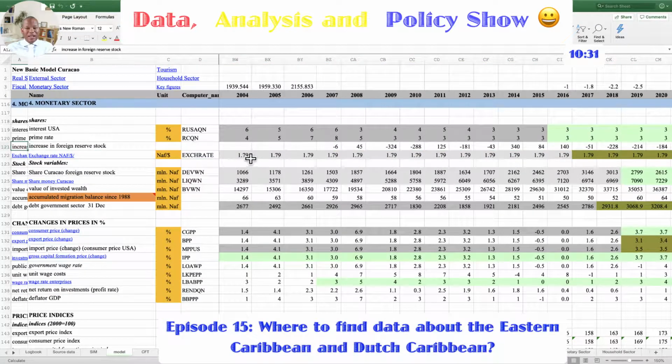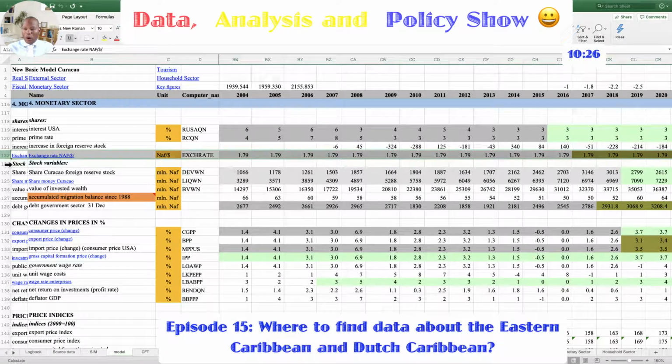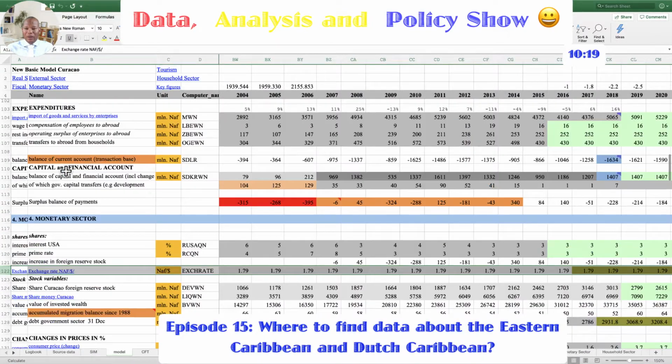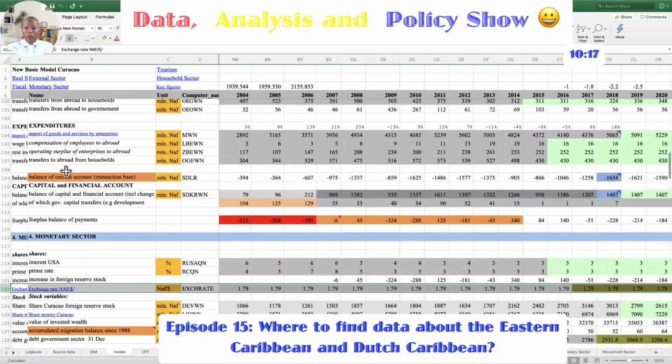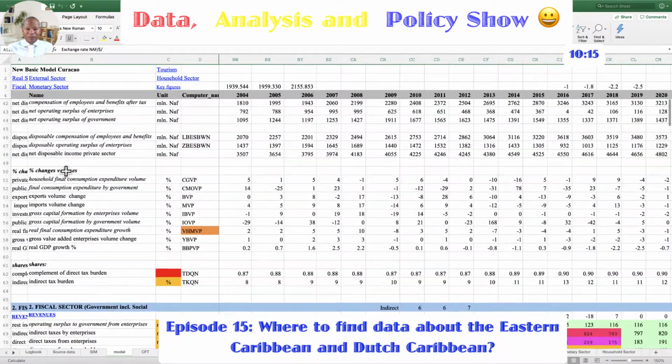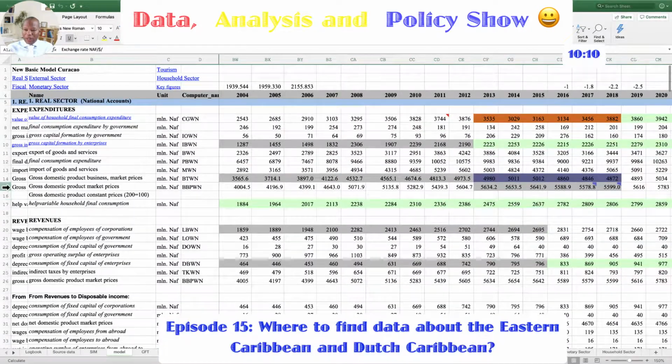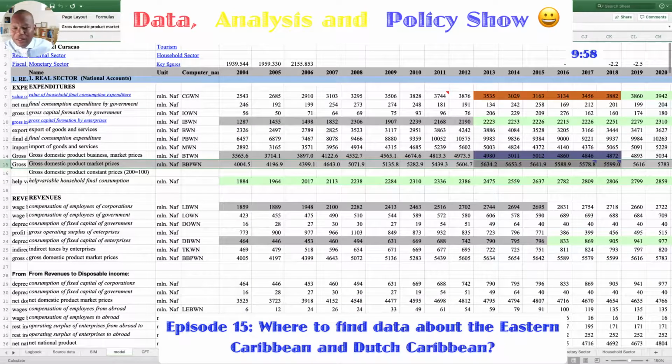Now, this is not the case for all the islands. So remember, row 122 and row 15. This is the exchange rate, 122, and the other one is row 15, gross domestic product. Now, that's the one. So now let's look at another island, because we love Curacao, but we have to go somewhere else. Let's go to Saint Lucia.